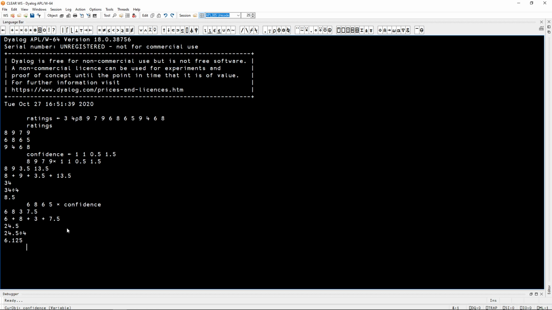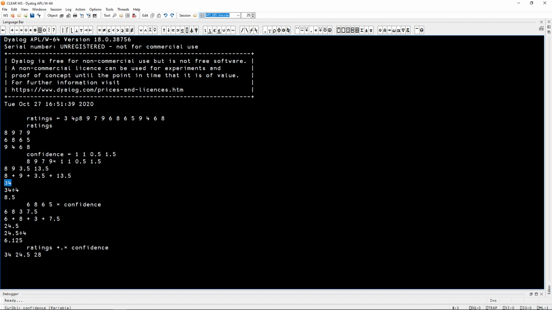Well, if you pay attention, I'm taking these numbers on the left and multiplying them with the corresponding numbers on the right. And then what I do is I sum everything. And I can actually write this in a much shorter way if I write that I'm taking the ratings and then summing them after multiplying them with the confidence levels.